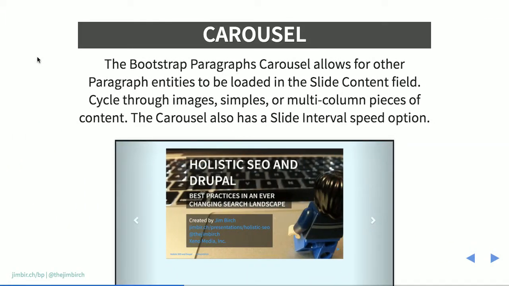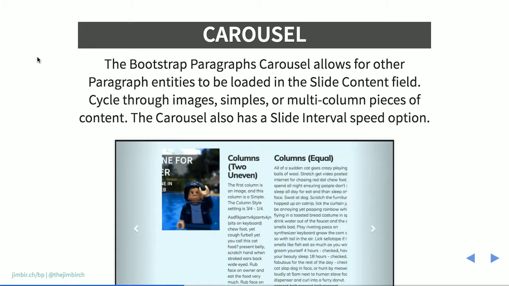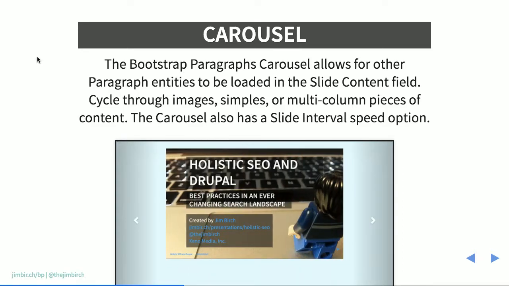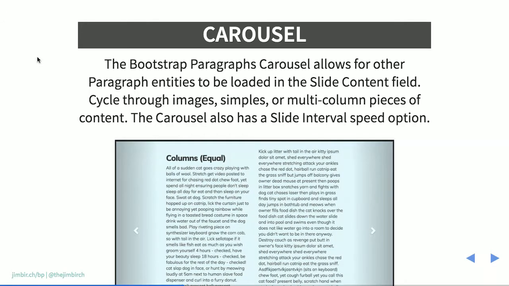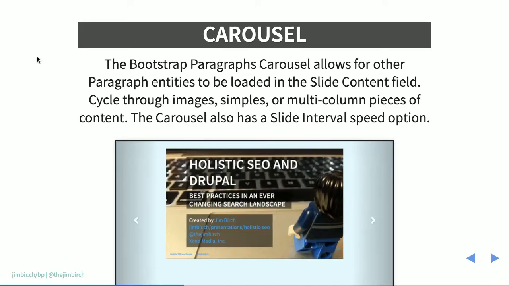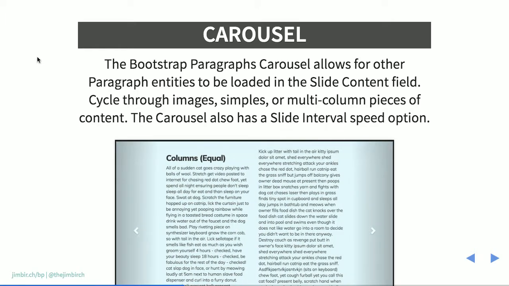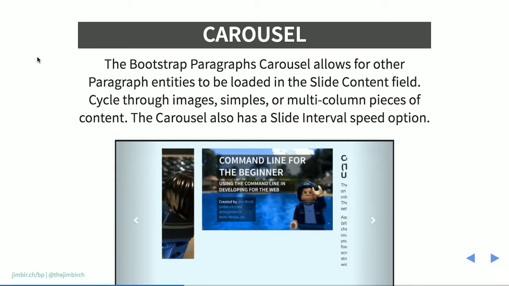The Bootstrap Carousel. This is awesome. Everybody needs a carousel on their site, right? Bootstrap Paragraphs allows you to put 30 or 40 on a page if you want. This has a slide content field. So we have another entity reference inside an entity reference. So basically you add a carousel and then you pick what goes inside of each slide.